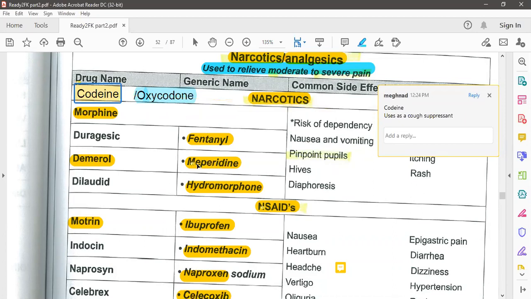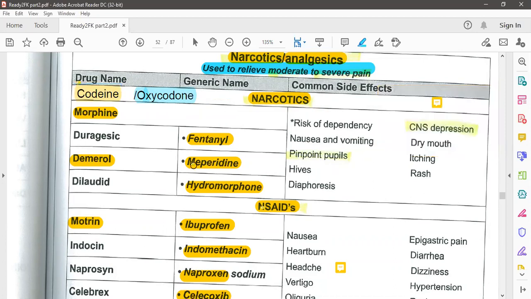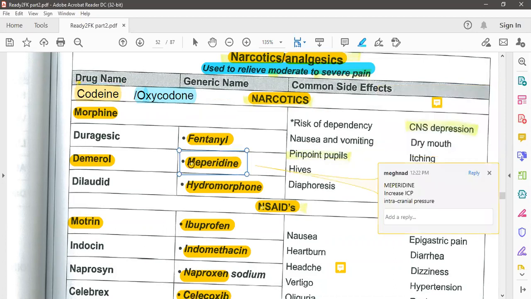The other most important drug we use is called meperidine, or some books say meperidine hydrochloride. The other name is Demerol. Sometimes NCLEX would ask. So meperidine, we do not give to a patient with head injuries. Why? Because a head injury patient has a chance to develop increased intracranial pressure, and meperidine also increases the intracranial pressure.